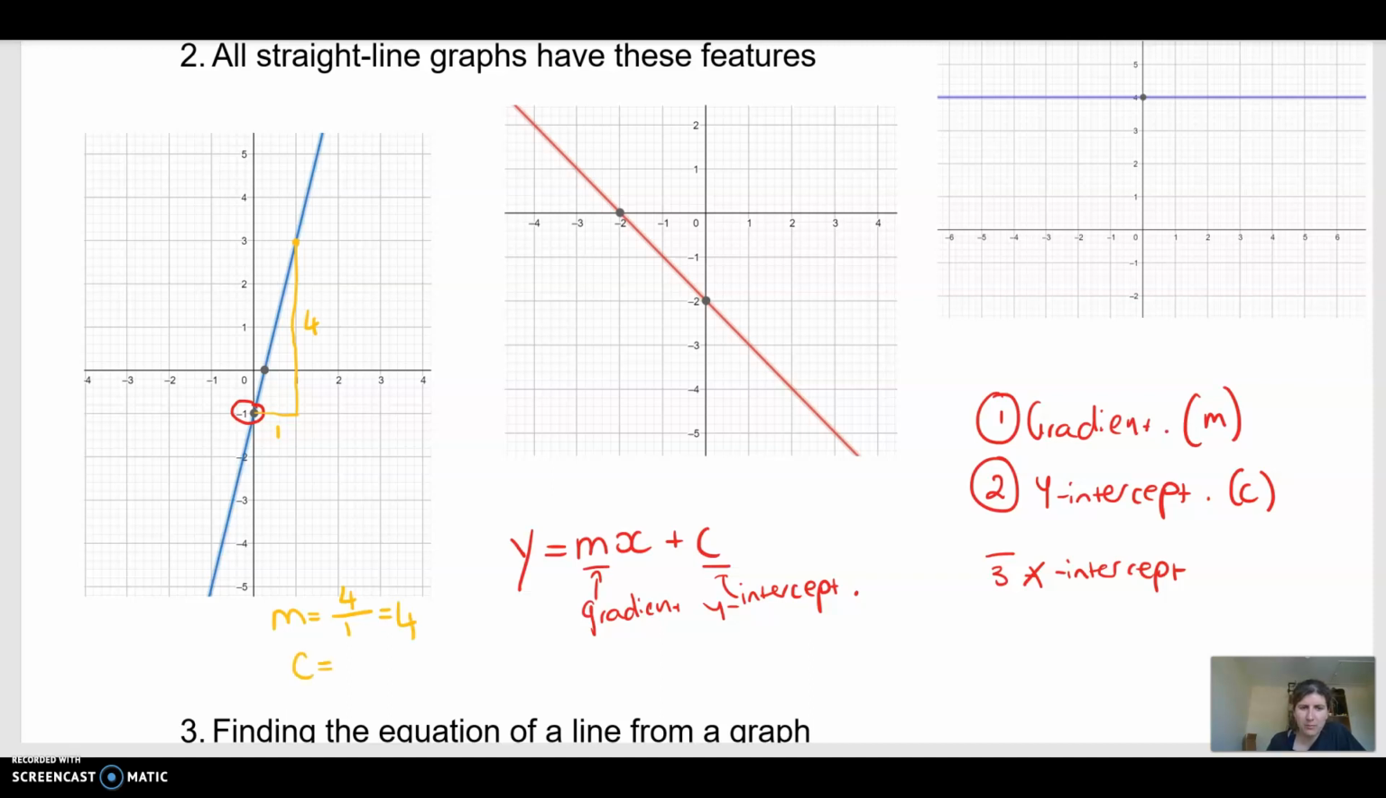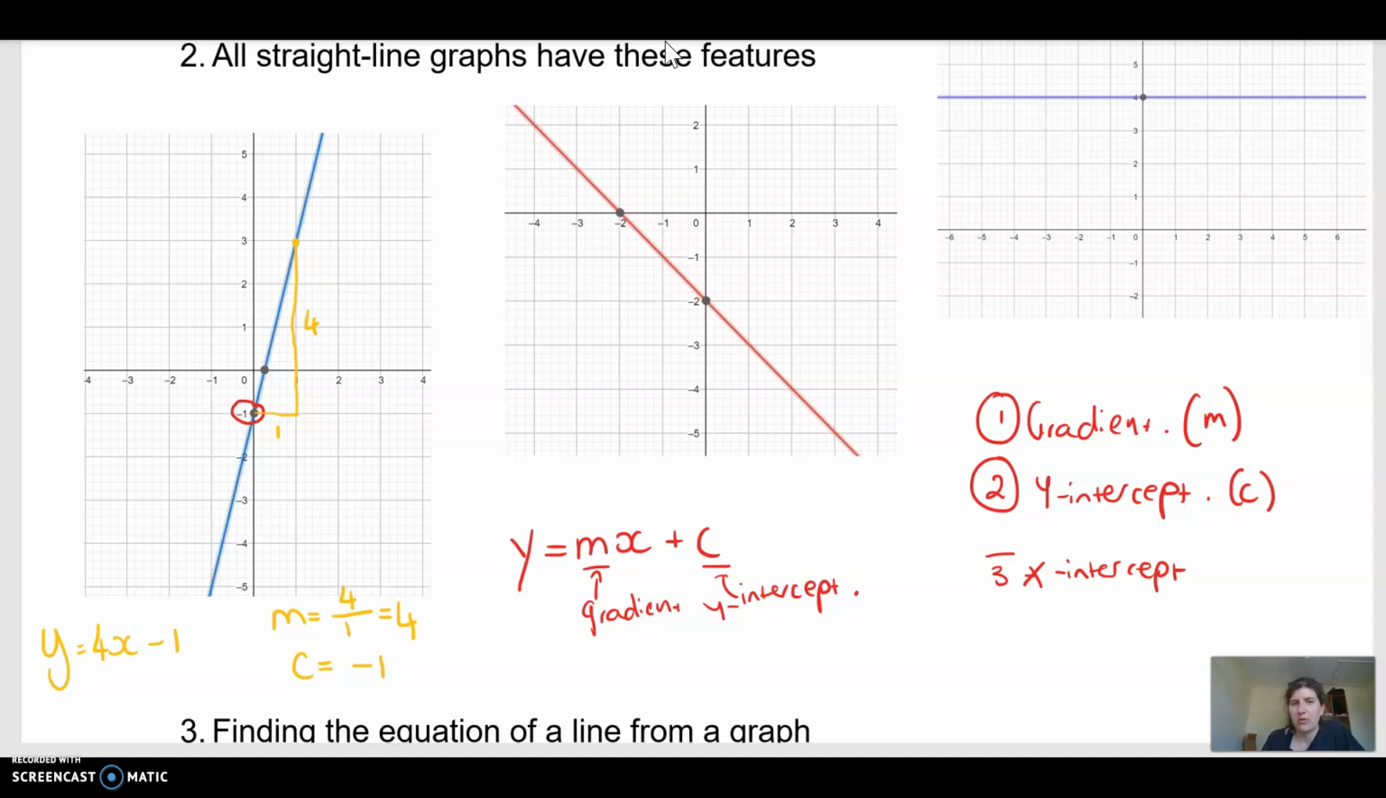My y-intercept is -1 because that's where it crosses the y-axis. So my equation altogether is y equals 4x minus 1. Okay, if we look at the second one, now I'm going to do the same thing again. Now you'll notice with this one, the line isn't going up from left to right, it's going down from left to right. So that's telling me my gradient should be negative.